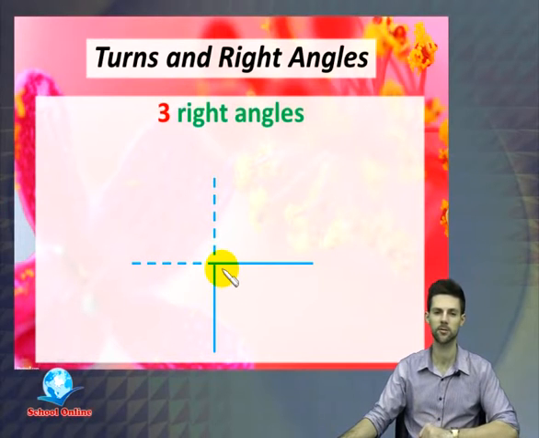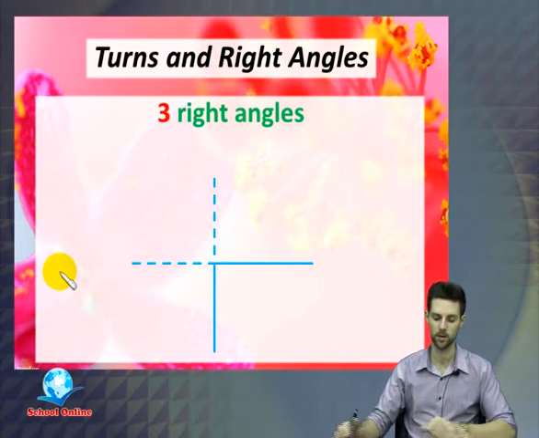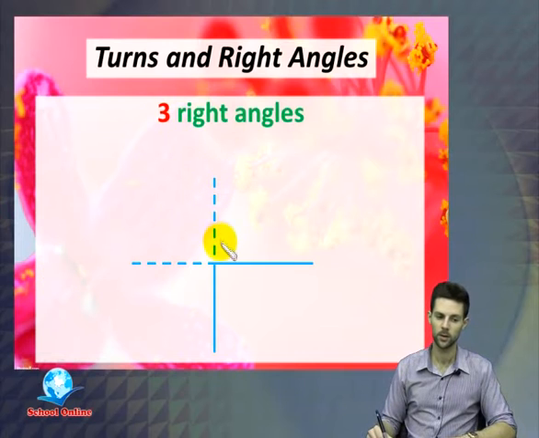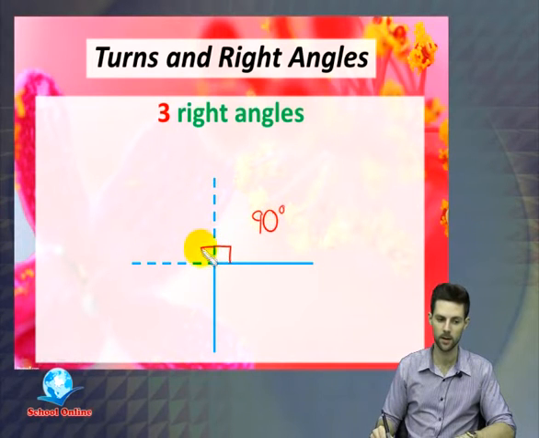Here we have three right angles. Can you mark them on? Well, we have the first one here, 90 degrees. We have another one here, 90 degrees. And the third one here, 90 degrees.